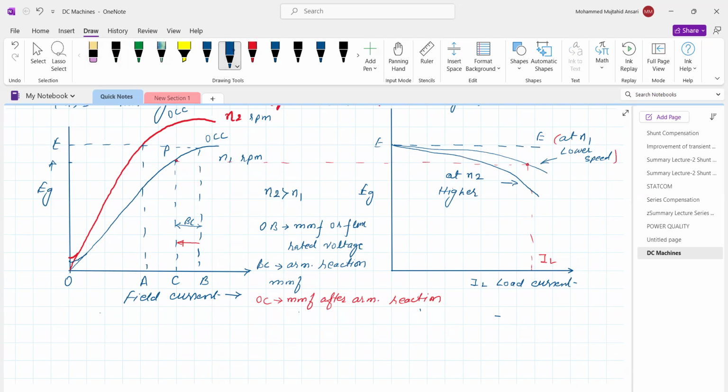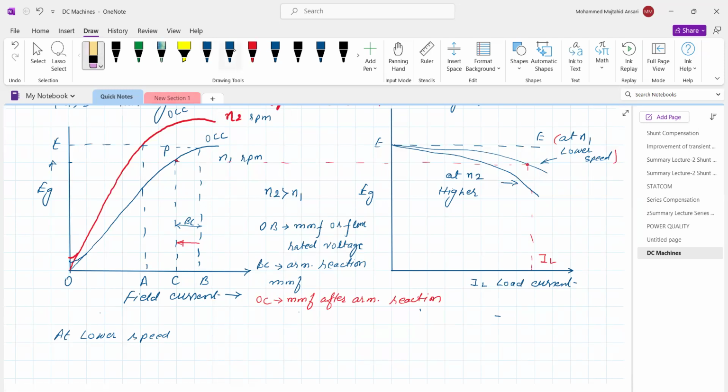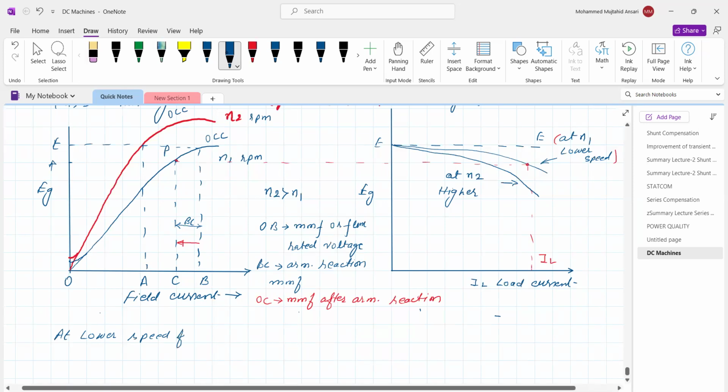So we will write here. At lower speed, armature lower speed, field flux or field MMF, or we can write as flux phi SH, is OB. Okay, this is OB.